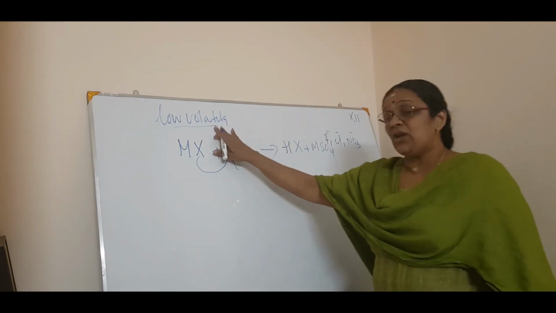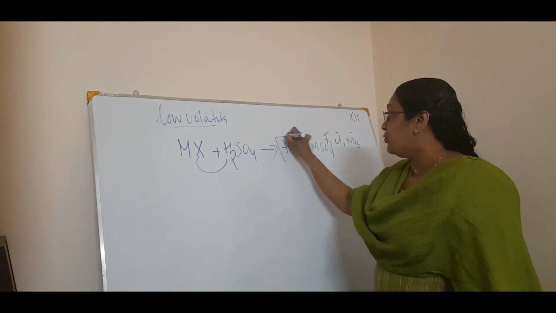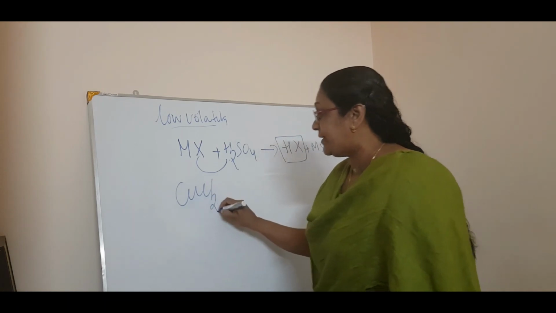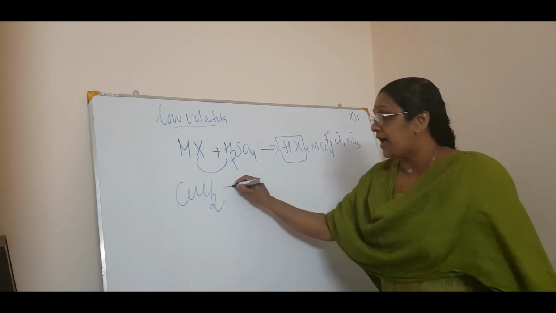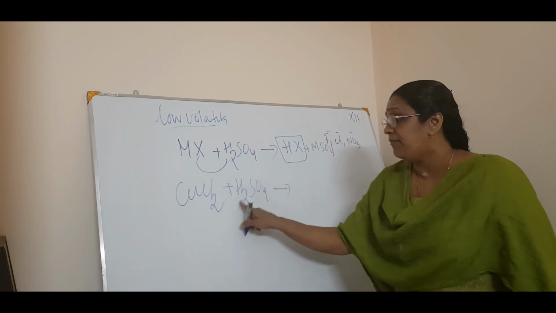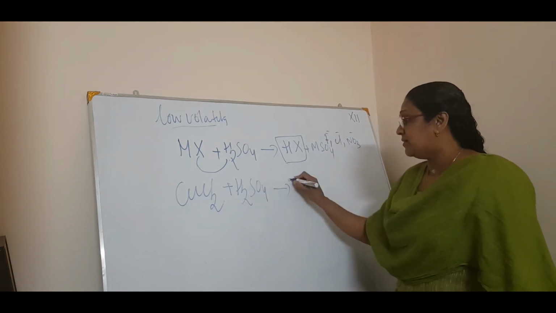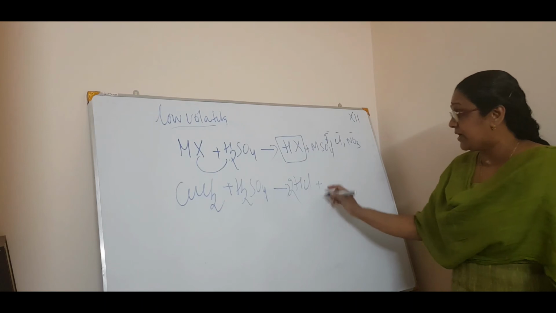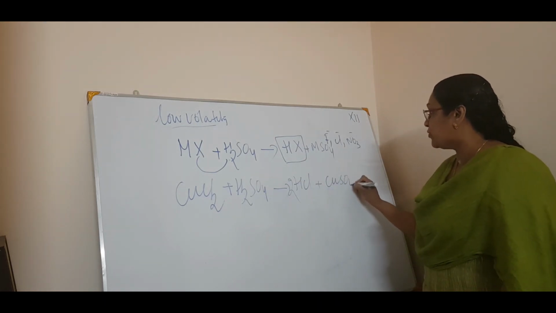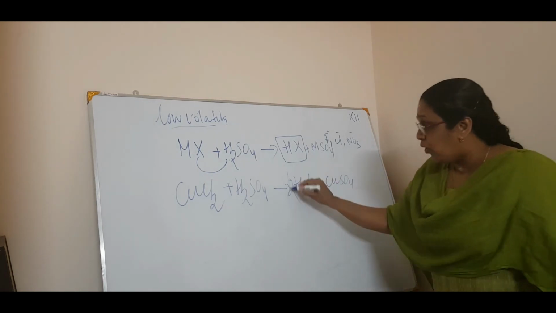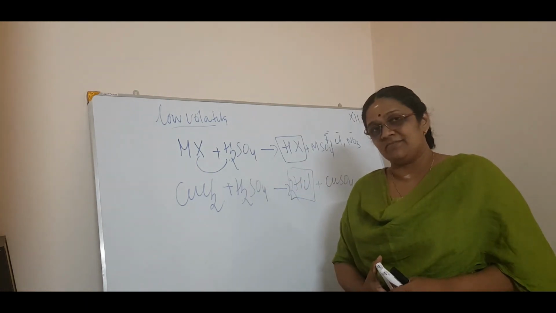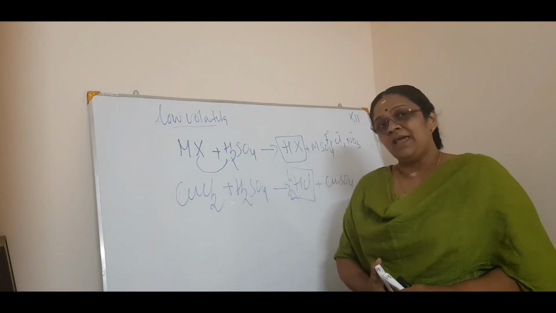Listen, being low volatile, it can produce a high volatile liquid. For example, copper chloride on treatment with sulfuric acid will give hydrochloric acid plus CuSO4. You balance it, that's up to you. You know hydrochloric acid is a highly volatile acid. That's again a viva question.